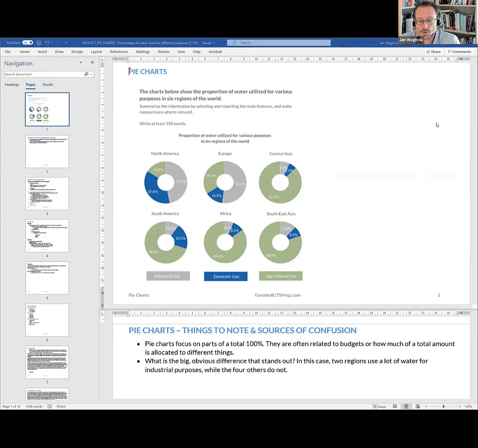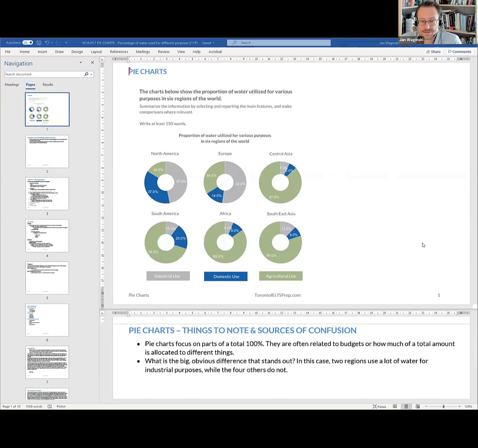So pie charts focus on parts of a total 100%. So every one of these pies adds up to 100%. That's always how pie charts work. Very often these are related to budgets or how much of a total amount is allocated to different things. So in this case, how much of the total available water is allocated to 3 different purposes: industrial use, domestic use, and agricultural use. Okay.